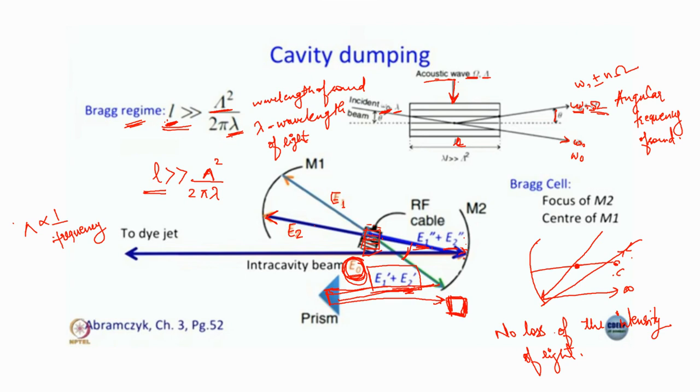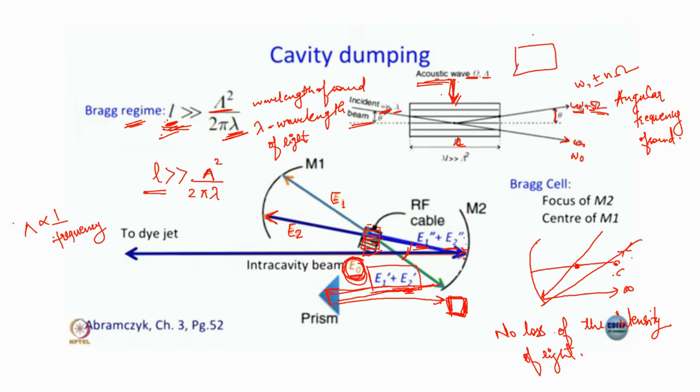Earlier we used to work in the Raman-Nath regime, and now we are working in the Bragg regime. Now in the Bragg regime, this criterion is changed. The length of the cavity should be greater than a particular relation. Earlier in the Raman-Nath regime, the length was smaller. But now in case of cavity dumping, we have to apply a sound wave that is perpendicular to the incident beam. This incident beam is the light beam, and this acoustic wave is the sound wave.